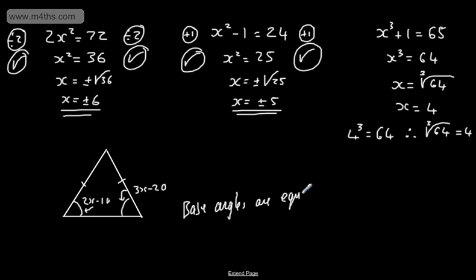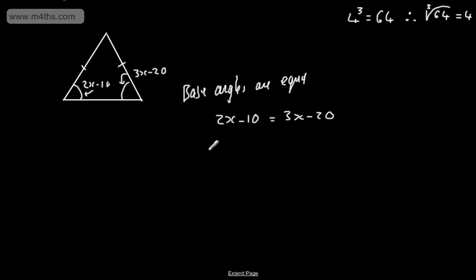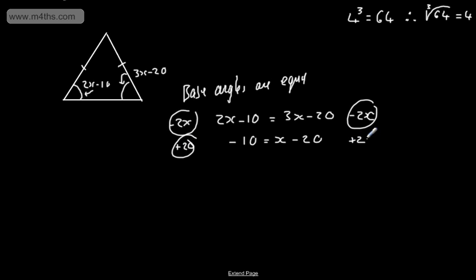So just setting this up, we can say therefore 2x minus 10 will be equal to 3x minus 20. I'm going to subtract 2x from both sides. That gives me that minus 10 is equal to 1x minus 20. I'm going to add 20 to both sides, so we can see from here that x is equal to 10 degrees.